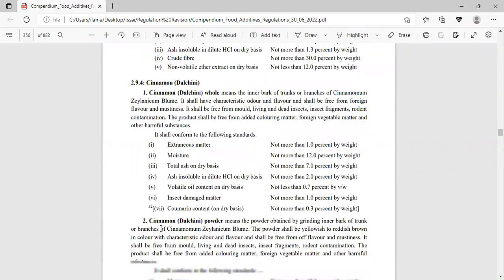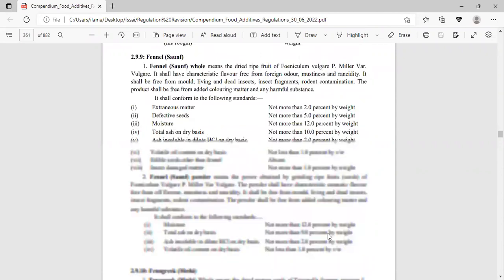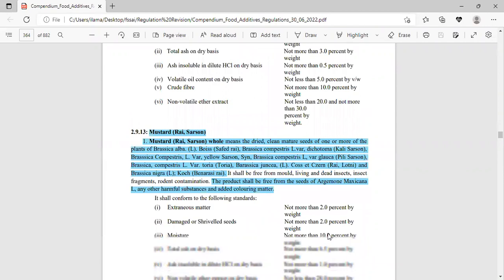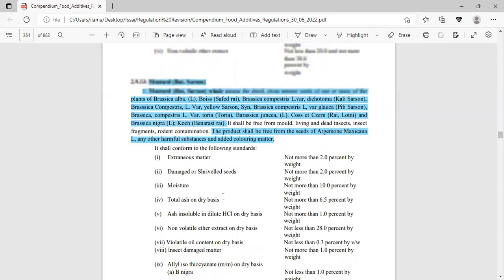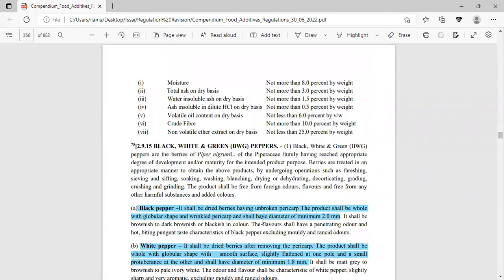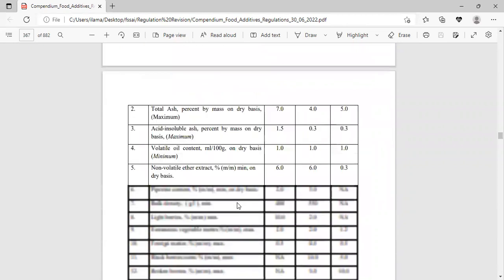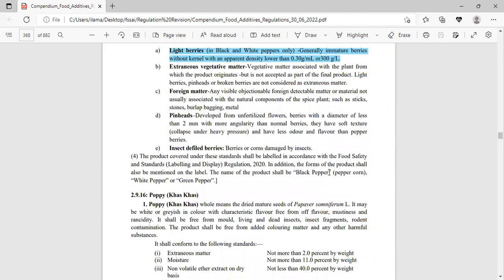And here the spices and all are not that important, so I just skip them. Here mustard is important, since we are doing the Agmark test, we will see what mustard is, and see what the types of peppers and their parameters are. What does light blackberry mean? The blackberries whose density is lower than 0.30 grams per ml or 300 grams per liter.